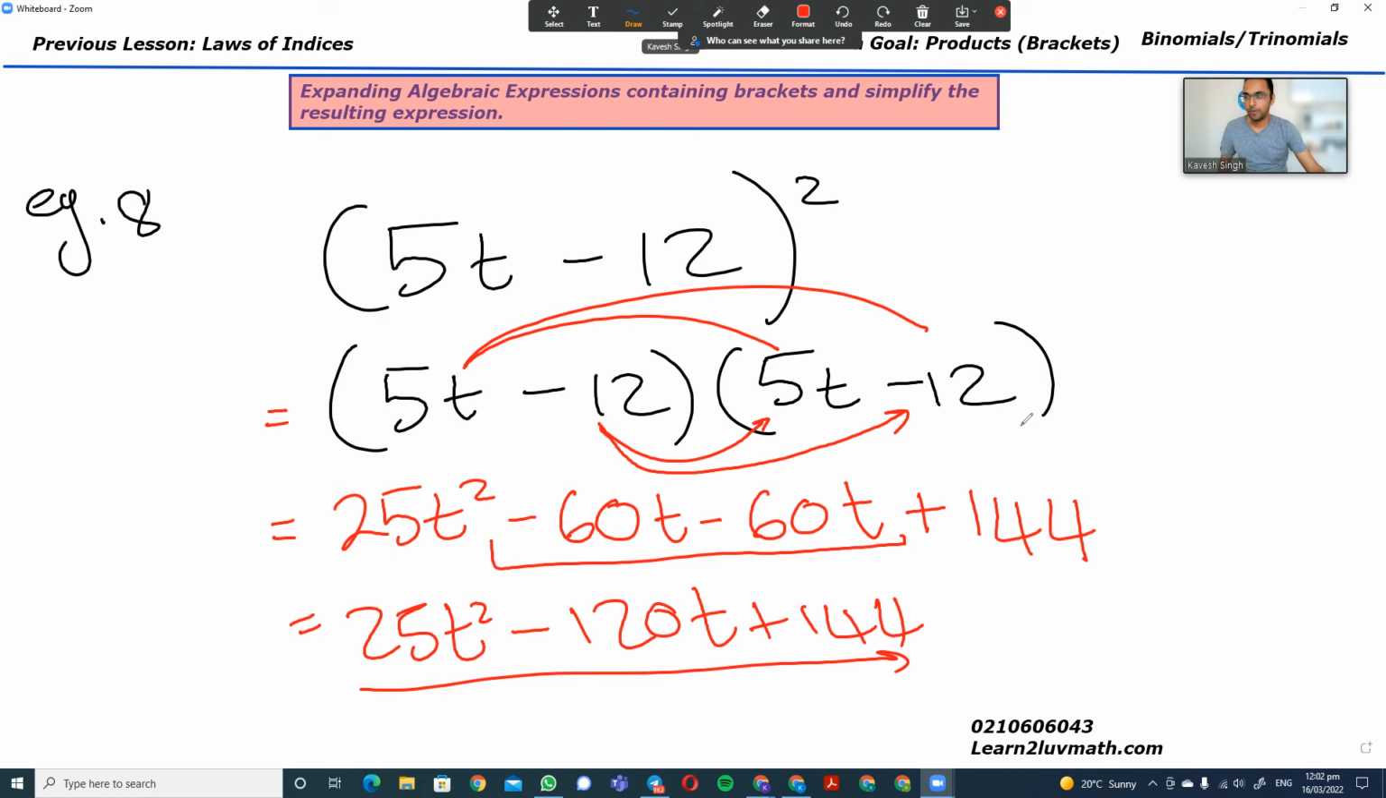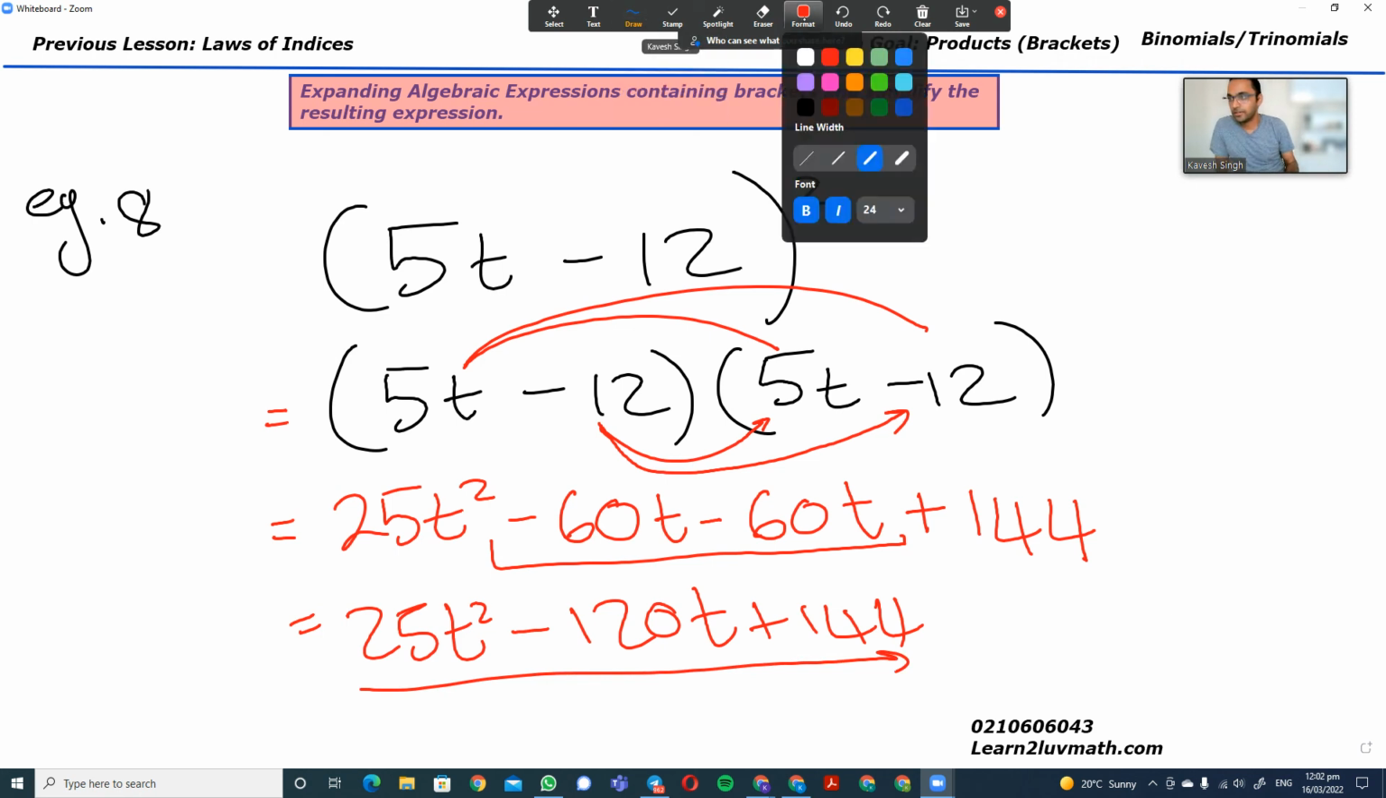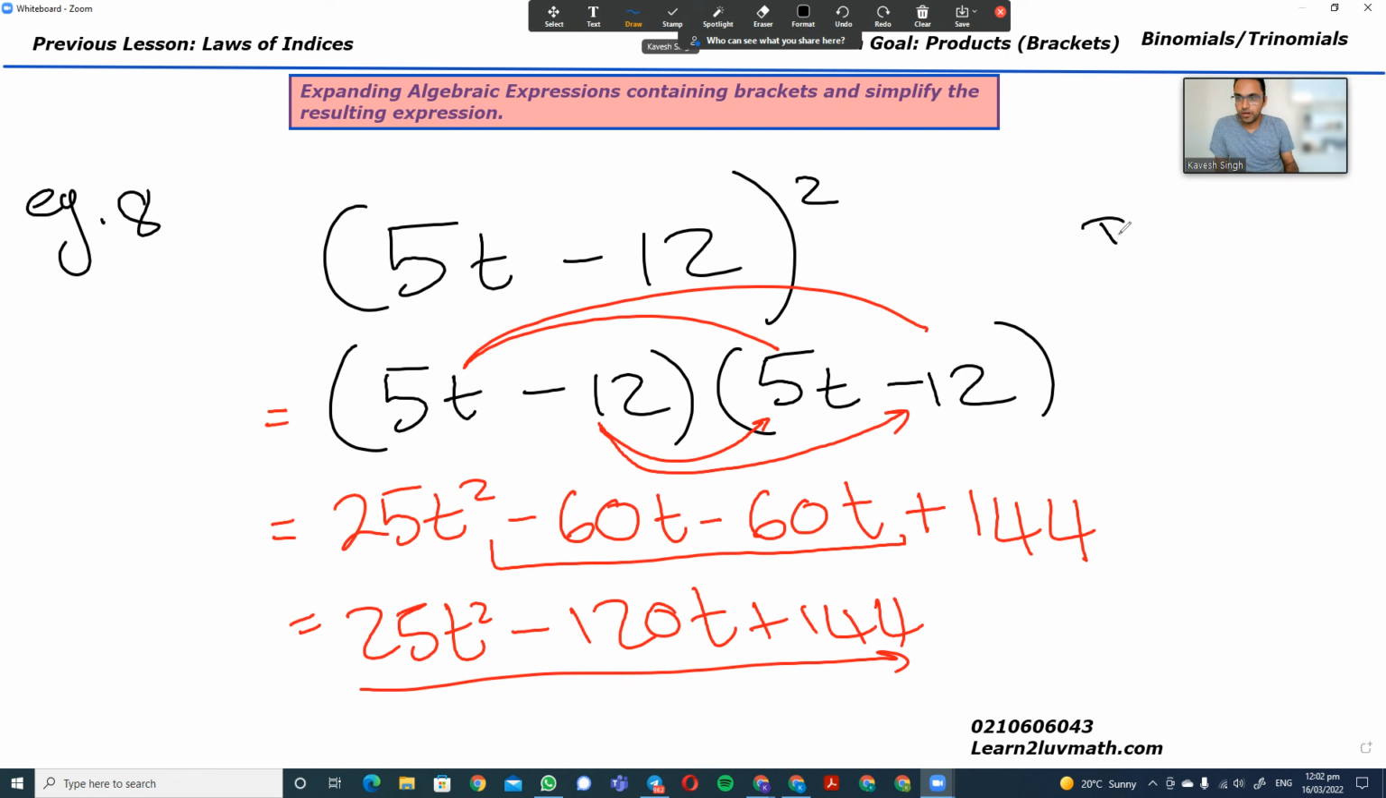All right, so I'm going to write an example now on the right-hand side for you to try. So try this. Now, let's suppose you've got 4g minus 9 squared. Okay, press pause and try this example.